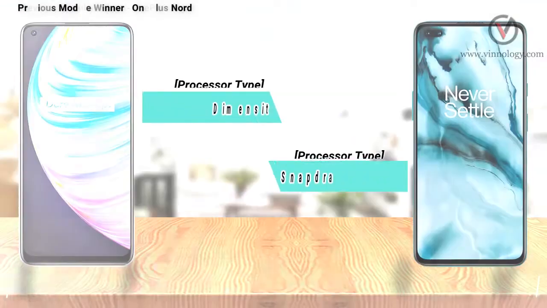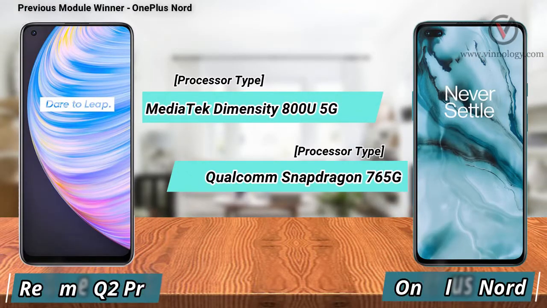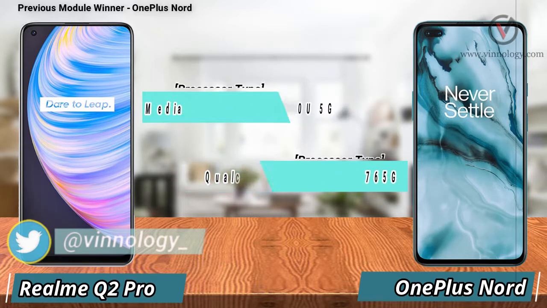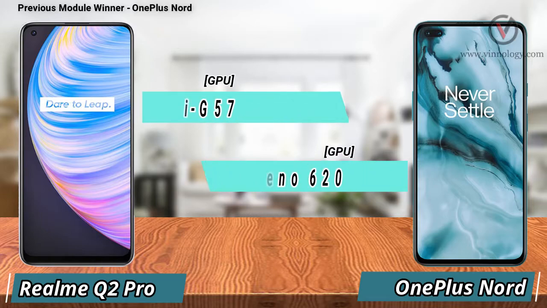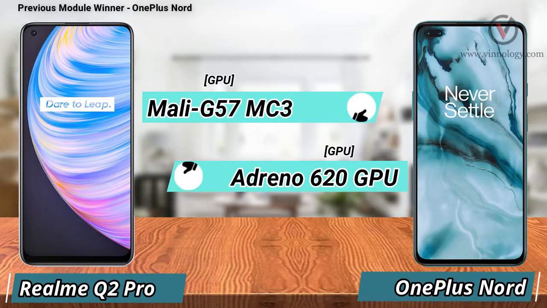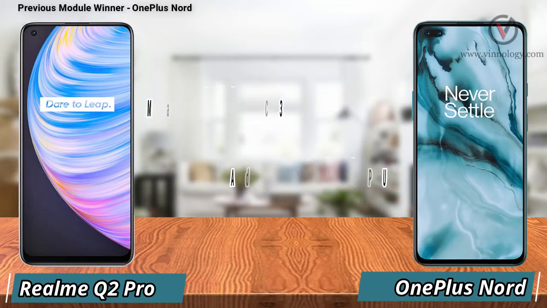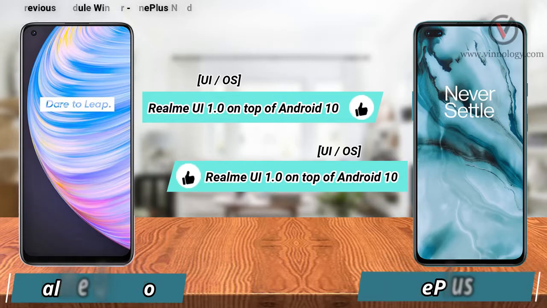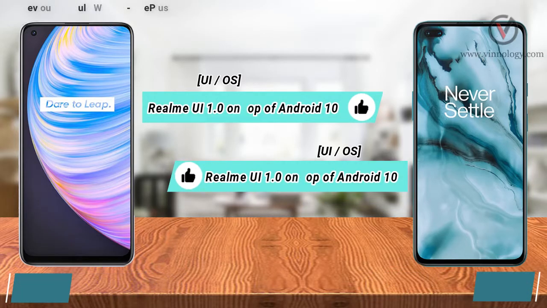The Realme Q2 Pro has a marginally faster MediaTek Dimensity 800U compared to OnePlus Nord's Qualcomm Snapdragon 765G. The difference is very small, but it's worth mentioning. It's the same with the GPU as well, as the Mali G57 GPU is marginally faster than the Adreno 620 GPU. For software, both are in their respective skins in Realme UI and Oxygen OS on top of Android 10.